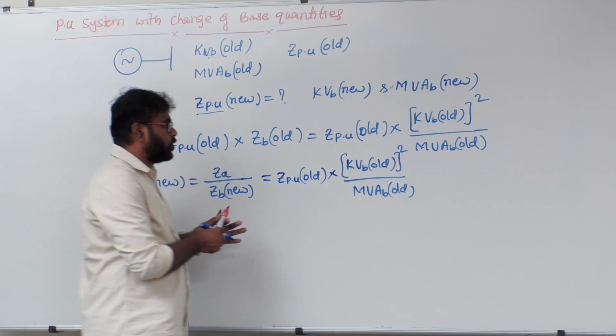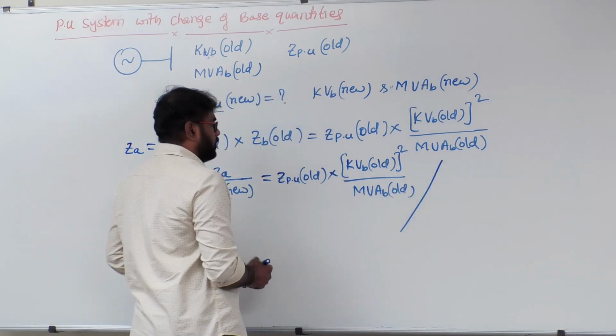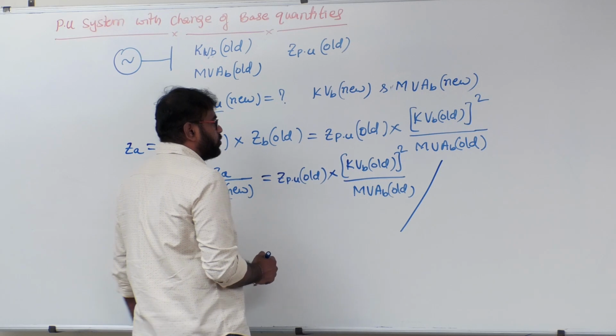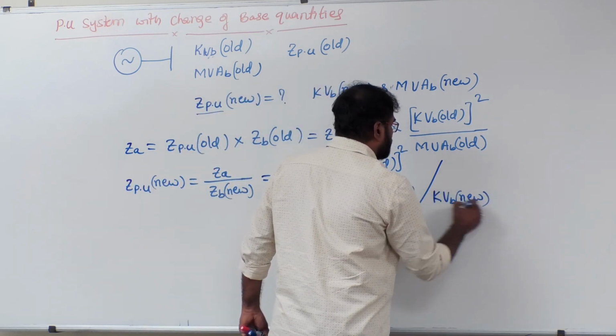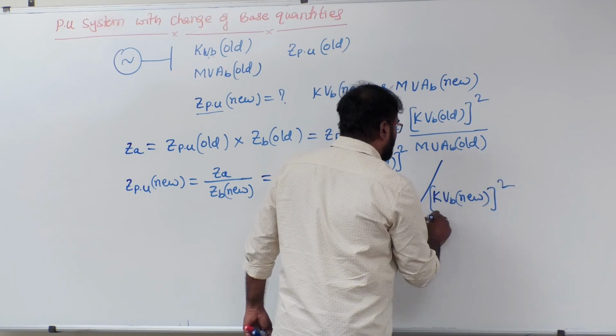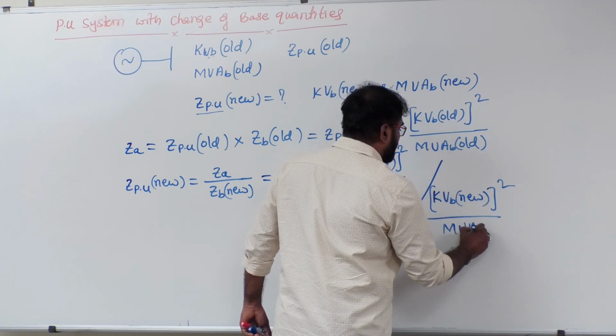Now divide with Z base new. The whole function you need to divide with Z base new. Z base new is nothing but KVB new whole square divided with MVAB new.